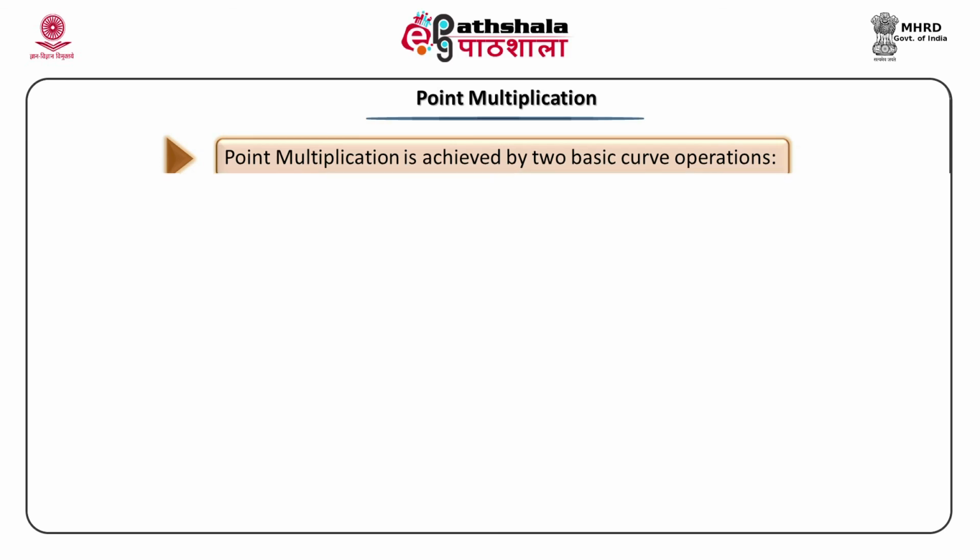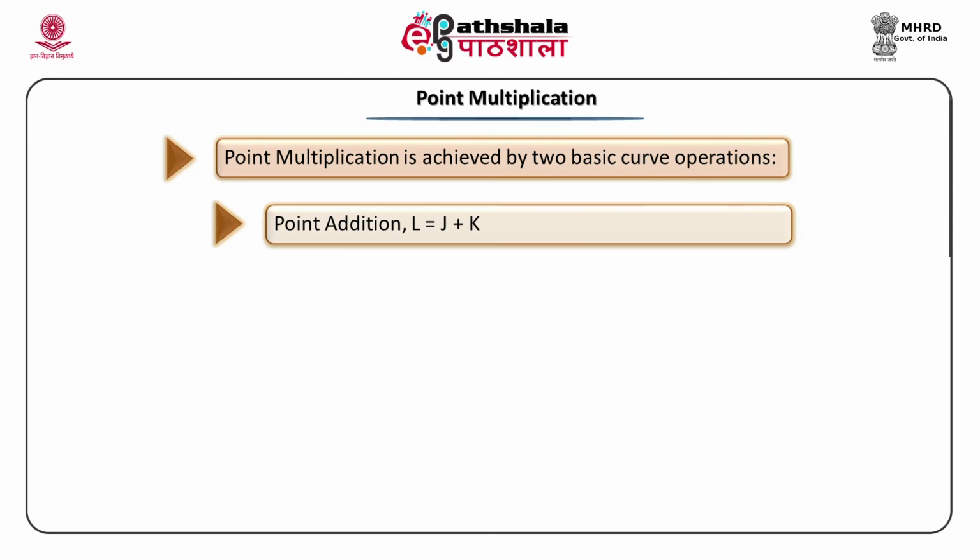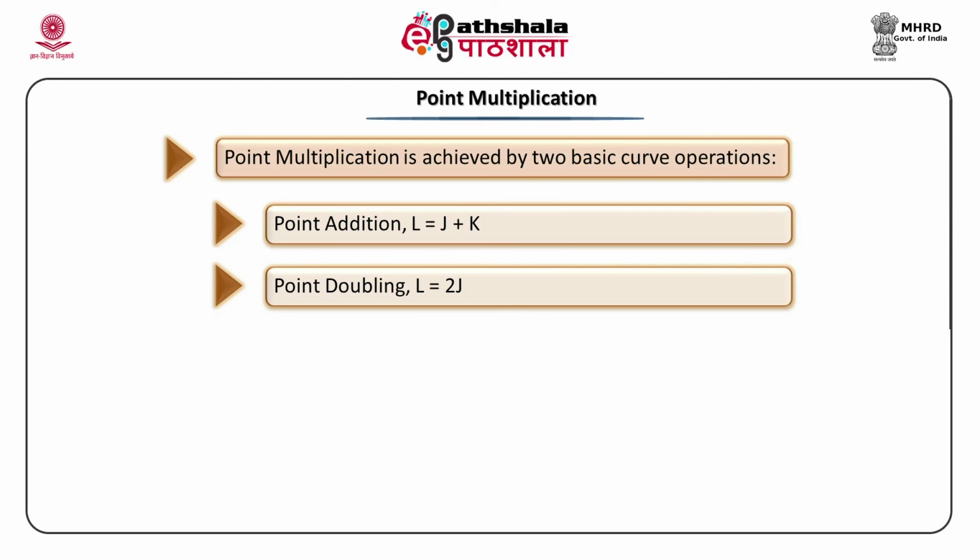In this cryptography, if point multiplication is to be done, then it is achieved by two basic curve operations, point addition and point doubling. So point addition would be done by L is equal to j plus k, and point doubling is done by L equal to 2j.